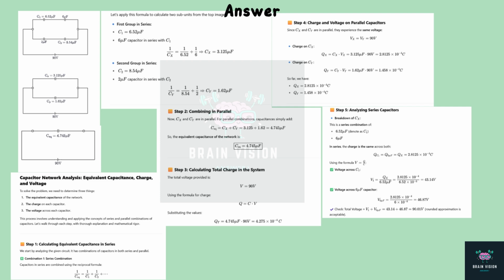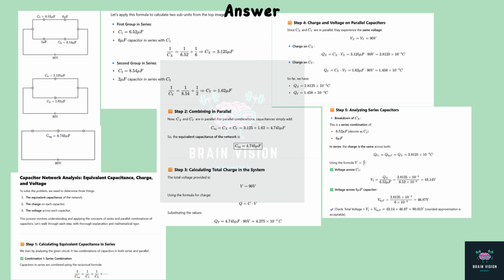Step 5. Analyzing series capacitors. Breakdown of Cx. This is a series combination of 6.52 µF, denoted as C1, and 6 µF. In series, the charge is the same across both. QC1 equals Q6µF equals Qx equals 2.8125 times 10 to the minus 4 C. Using the formula V equals Q over C, the voltage across C1, V1, equals Qx over 6.52 µF, which is 2.8125 times 10 to the minus 4 over 6.52 times 10 to the minus 6, equals 43.14 volts.